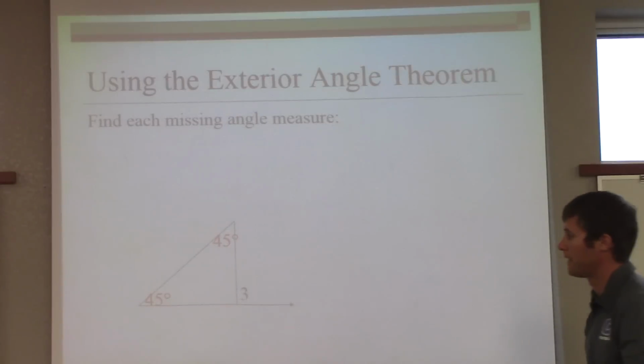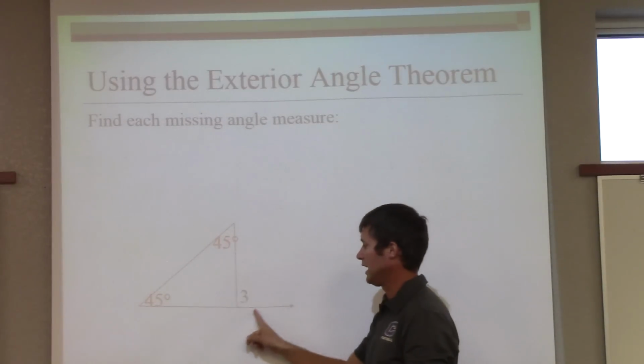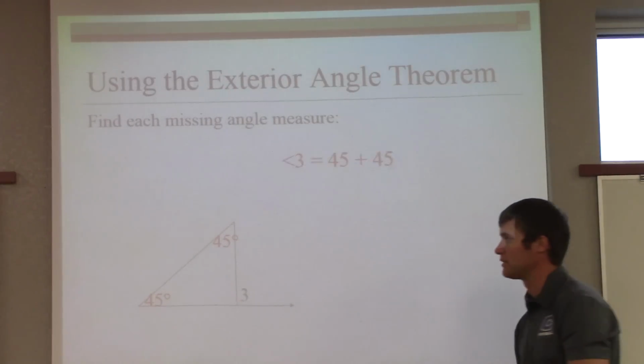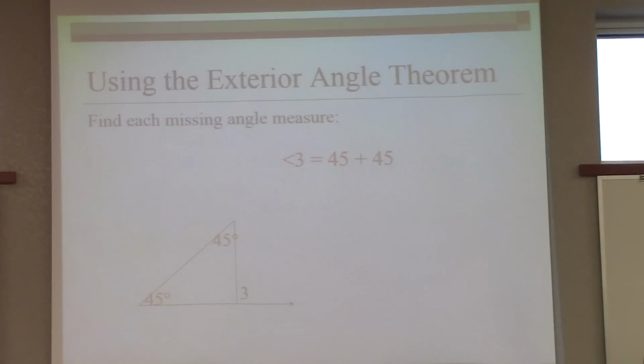Last example, angle 3. For this one, angle 3 is equal to this plus this. So angle 3 is equal to 45 plus 45, which is 90.